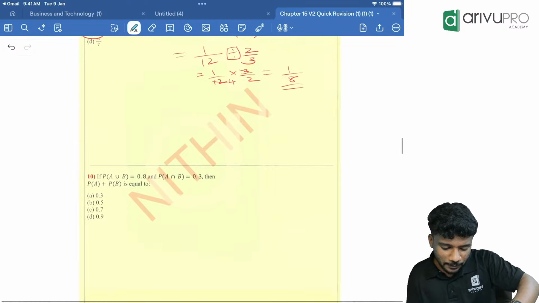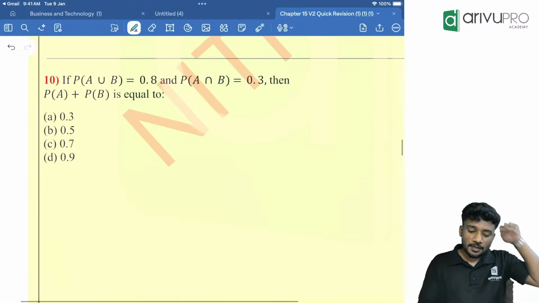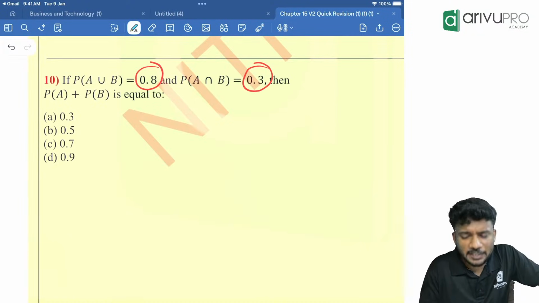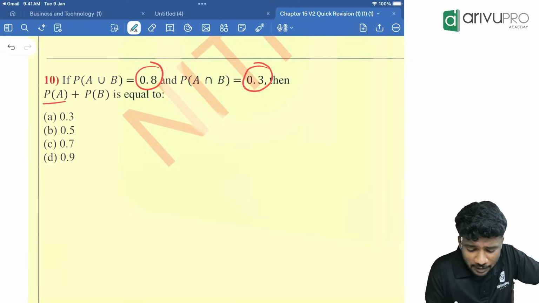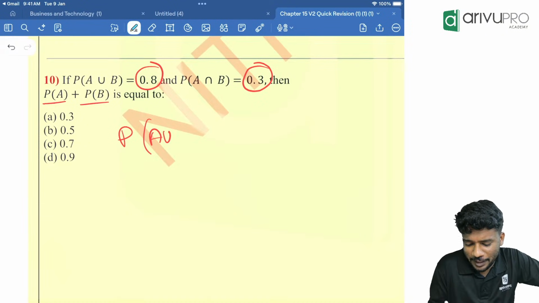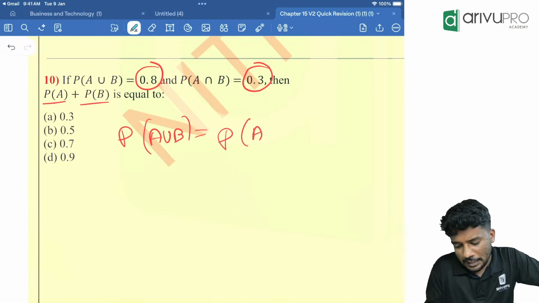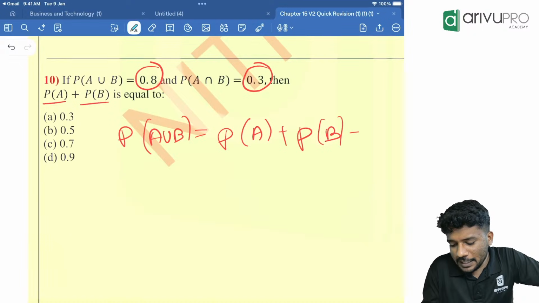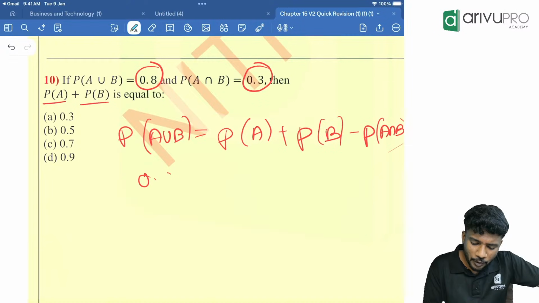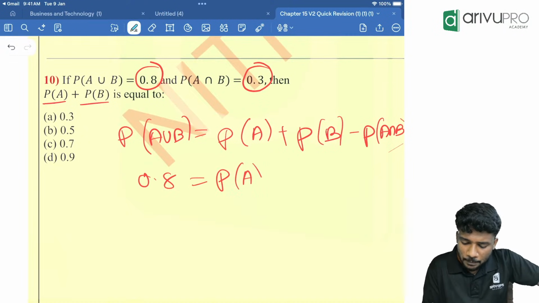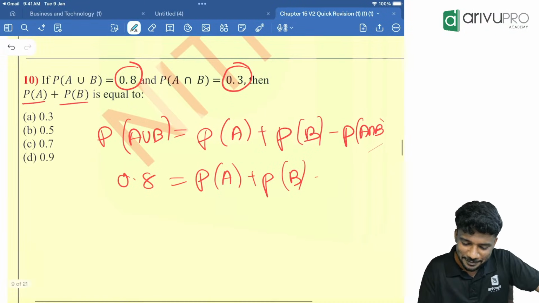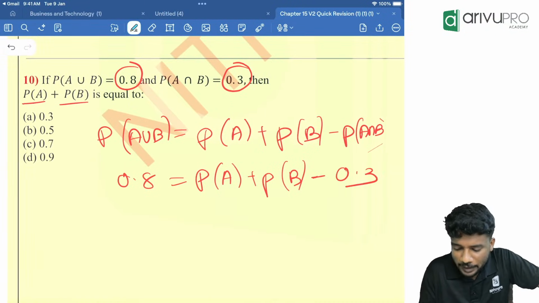Next one. Get me the answer. P of A union B is equal to 0.8. P of A intersection B is equal to 0.3. Then find the value of P of A plus P of B. Very easy. What is the formula we know? P of A union B is equal to P of A plus P of B minus P of A intersection B. Now P of A union B is how much? 0.8. P of A plus P of B we need to find, which is equal to minus 0.3.